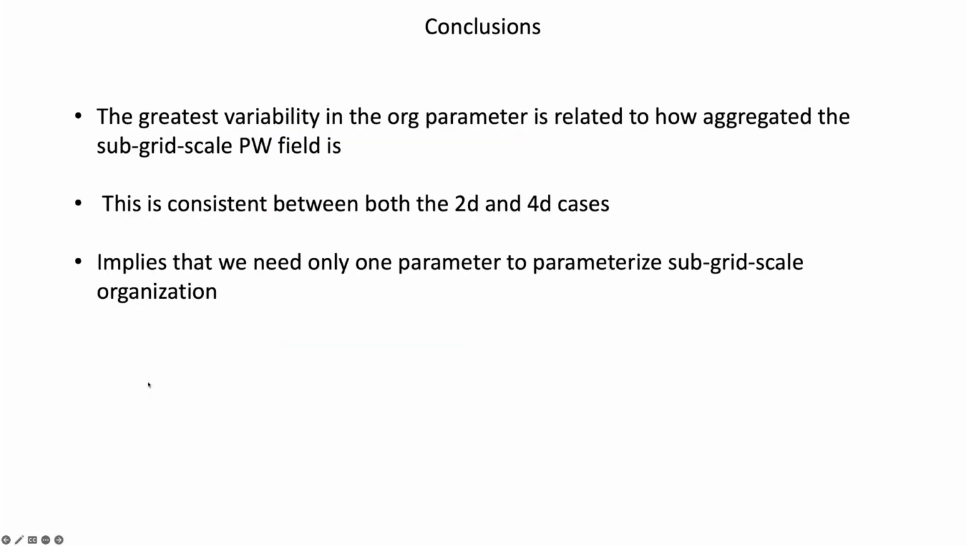So maybe the conclusions from this are that the greatest variability in the org parameter seems to be related to how aggregated that subgrid scale PW field is, and this is very consistent across different sizes of latent spaces. And this basically implies that we might only need a single parameter to parameterize that subgrid scale organization, because that's explaining the majority of the variability.